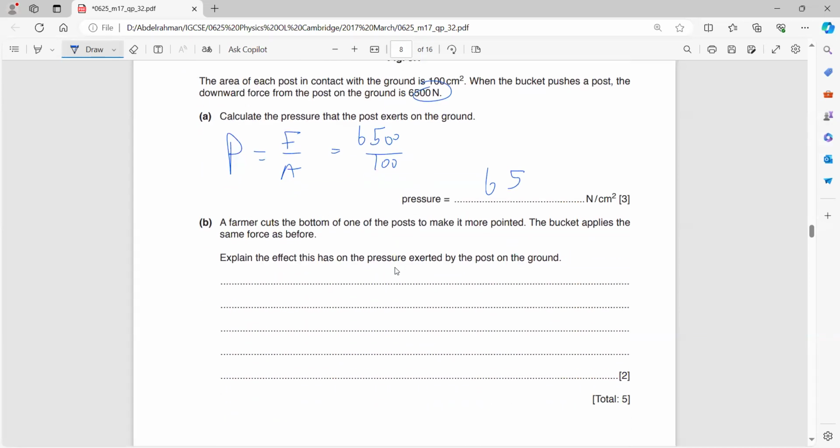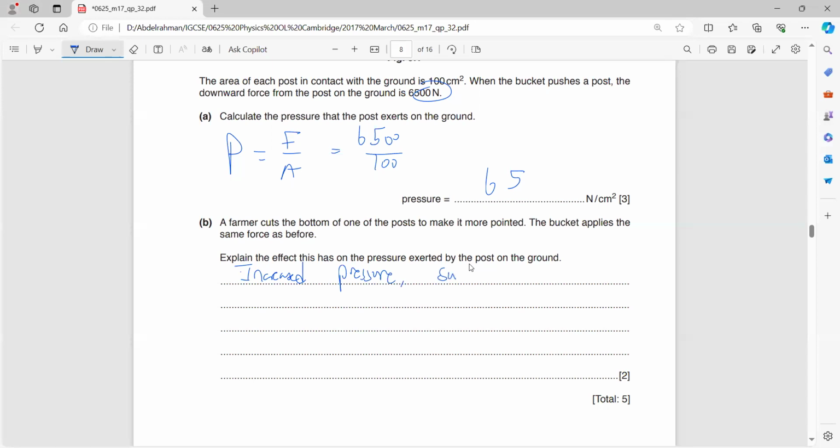A farmer cuts the bottom of one of the posts and makes it more pointed. The bucket applies the same force. Explain the effect this has on the pressure exerted by the post on the ground. How does this pressure differ? Is it greater? Is it less? Is it the same? Definitely, we'll say that the pressure is greater because the surface area is smaller. Increased pressure. Correct.